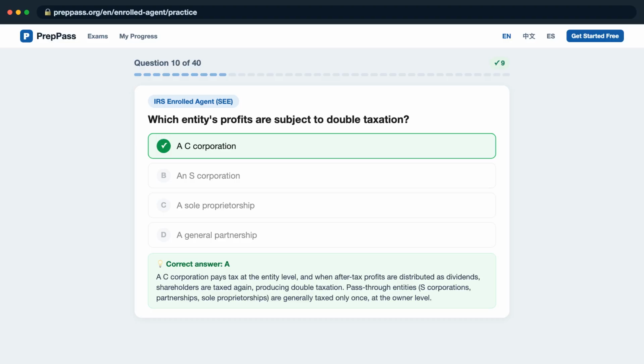A C corporation pays tax at the entity level, and when after-tax profits are distributed as dividends, shareholders are taxed again, producing double taxation. Pass-through entities, S corporations, partnerships, sole proprietorships, are generally taxed only once, at the owner level.